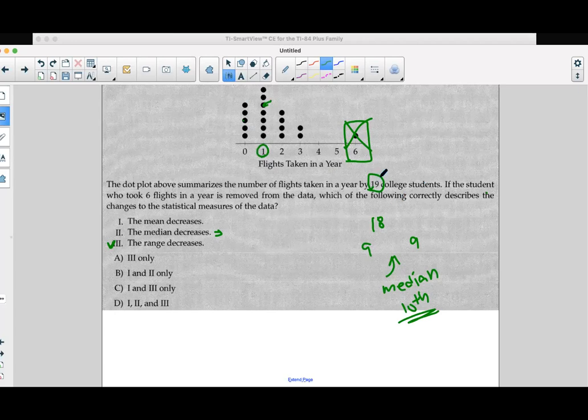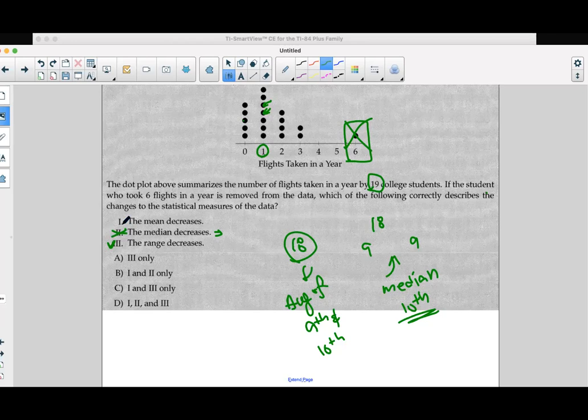What if, when I remove the highest one, I have 18 values. The median of the 18 is the average of the 9th and 10th. But wait a minute, that's the 10th value, that's the 9th value. They're equal to each other, so even if I were to take the average, it would still be equal to 1. The median didn't change. Sorry. The second one is out. While it makes so much sense that the median has to decrease, it didn't.